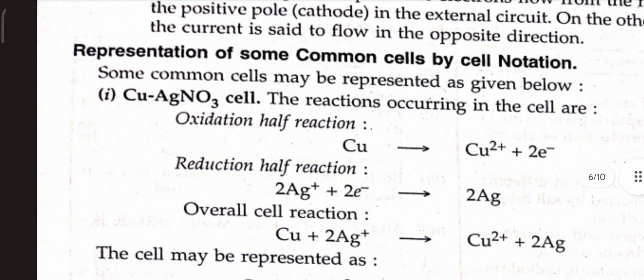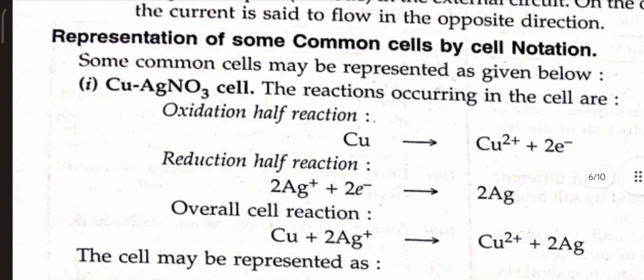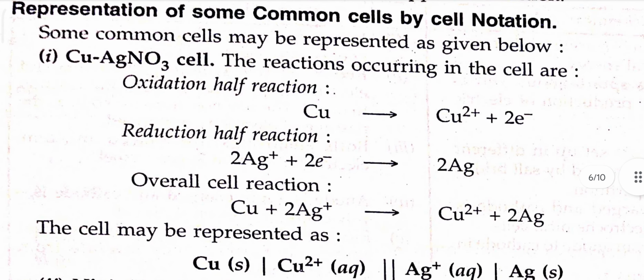Representation of some common cells by cell notation. Some common cells may be represented as given below. First, the Cu-AgNO3 cell. The reactions that occur in the cell are: oxidation.